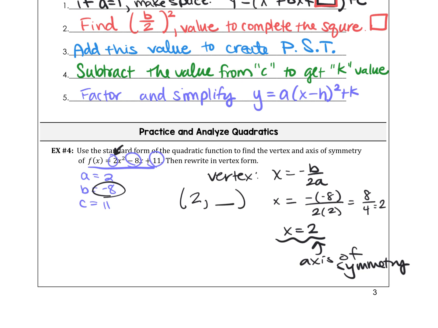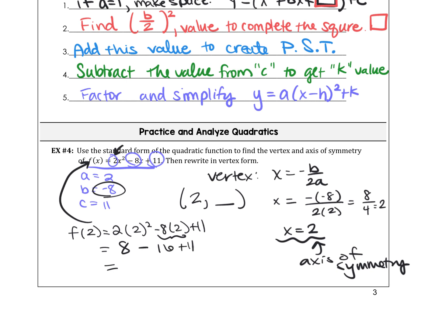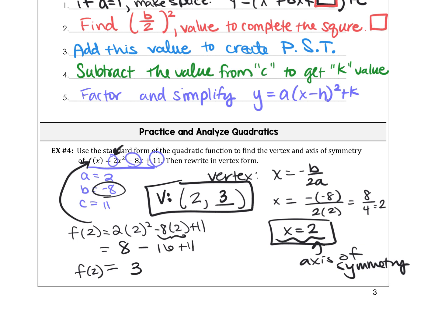That tells me that we're going to plug into f of x, f of 2. So let's evaluate it: 2 times 2 squared minus 8 times 2 plus 11. 2 times itself is 4, times 2 is 8, minus 8 times 2 is 16, plus 11. And we get -8 plus 11 is +3. So if f of 2 is 3, then the vertex is when x is 2, y is 3. So we've got our vertex as well as our equation for the axis of symmetry.